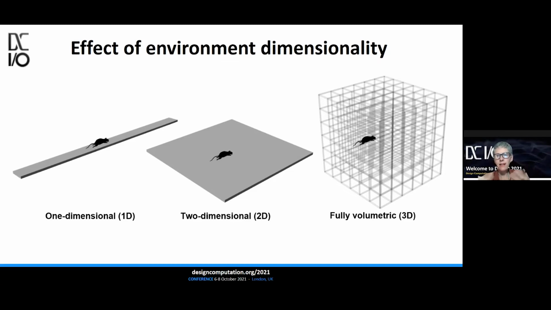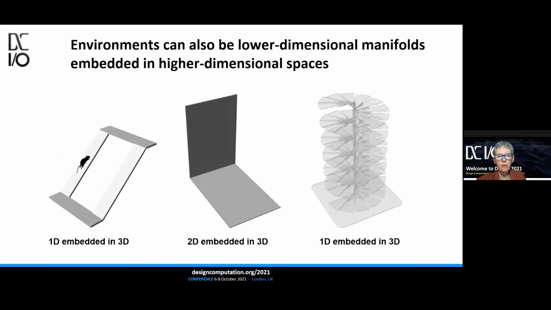So there's this interesting question: what are the place cells, the grid cells and the head direction cells going to do in these different dimensionalities? In most environments, there are also intermediate dimensionalities. For example, you can have an environment that's one-dimensional if you look at it locally, but three-dimensional if you look at it in the larger space. So we say that this is a one-dimensional manifold embedded in a three-dimensional space.